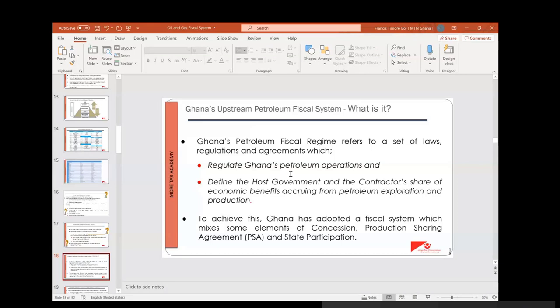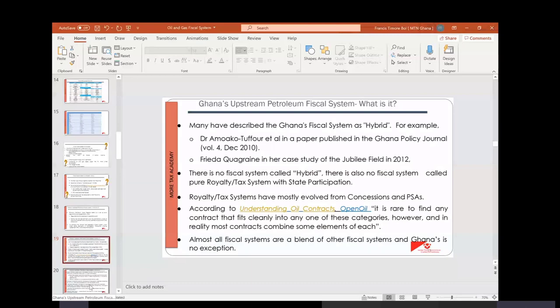As a blend of all of them. If you read some documents like Dr. Mwakuntufo, he thinks that Ghana's fiscal regime is a blend of a lot of them. So he described it as a hybrid. I don't know how far you agree with him.